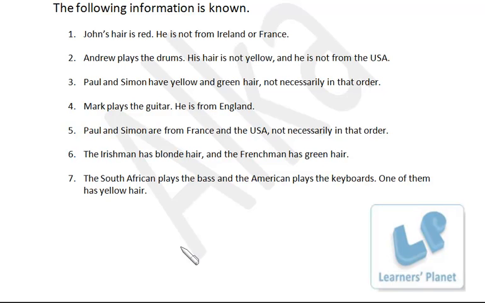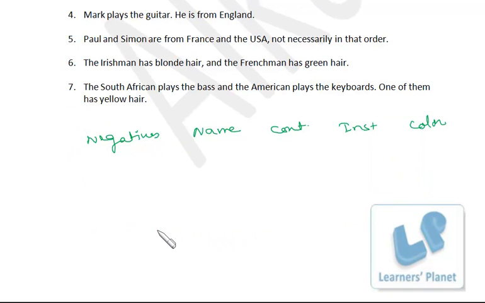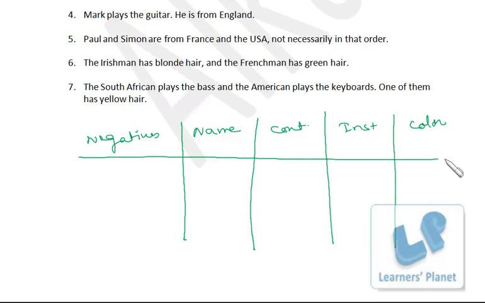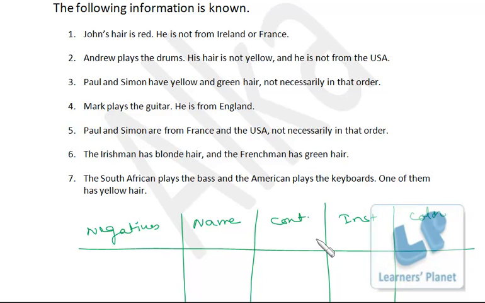So I just write down name, country, instrument, color, that is hair color, and negatives. Let's read the information, and whatever information is available with us, we just mention it in this table.